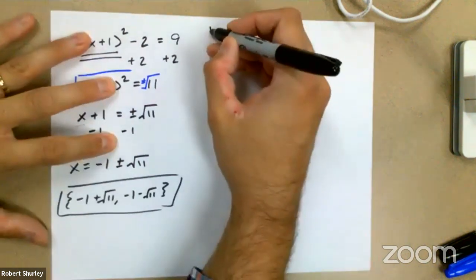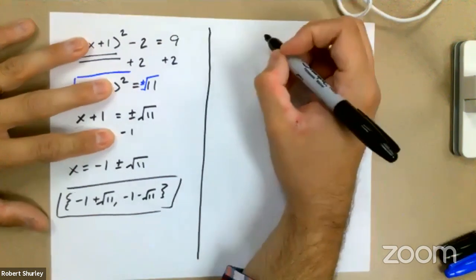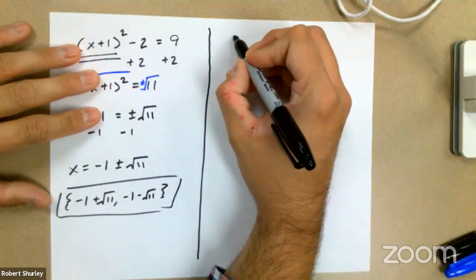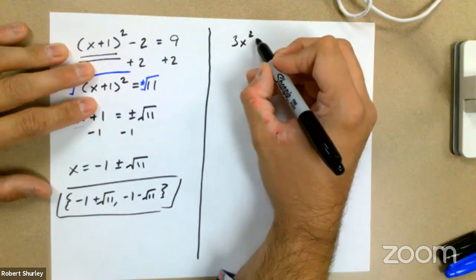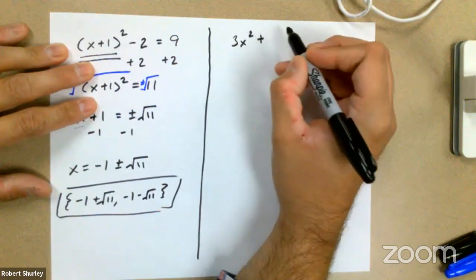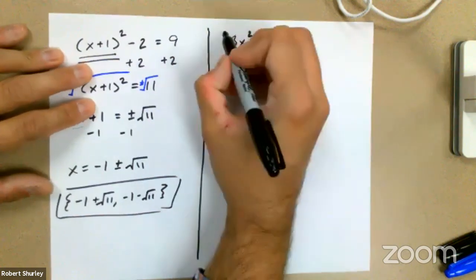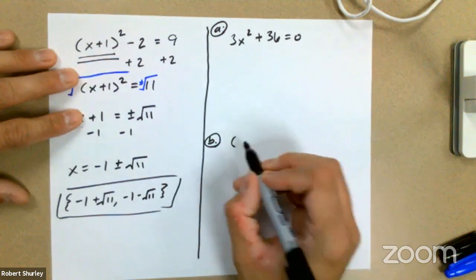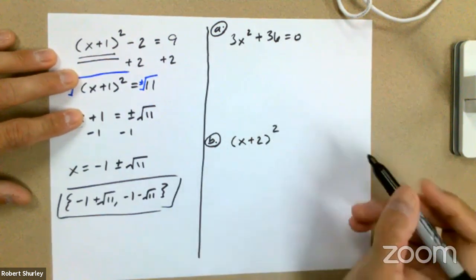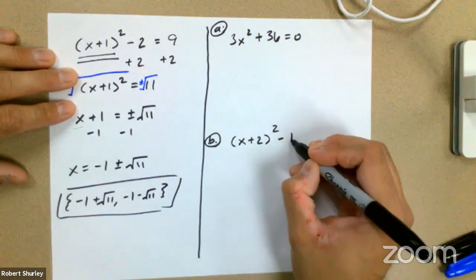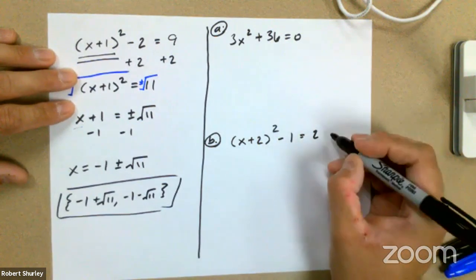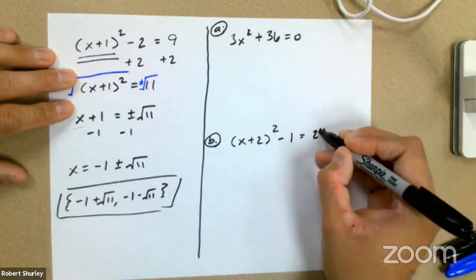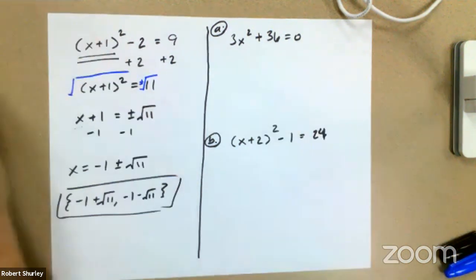Okay, let me give you 2 examples now. Let's say we had 3x squared plus 36 equals 0. So that's going to be, we'll call that A. And B, we're going to go with x plus 2 squared minus 1 equals 24. That's a 24, guys. So I want you to try those 2 real fast. See what you get. These 2 are really good examples.